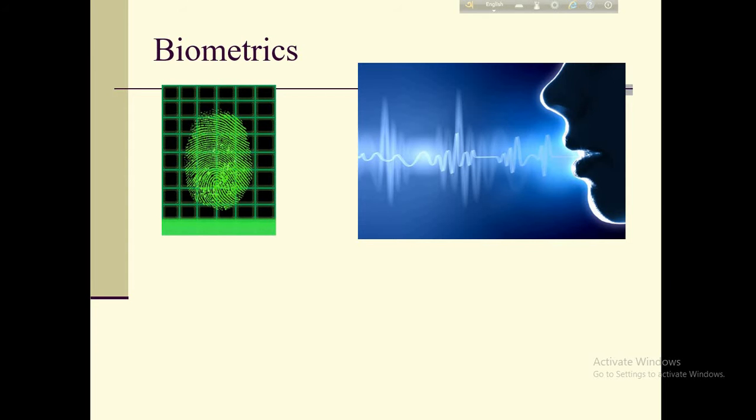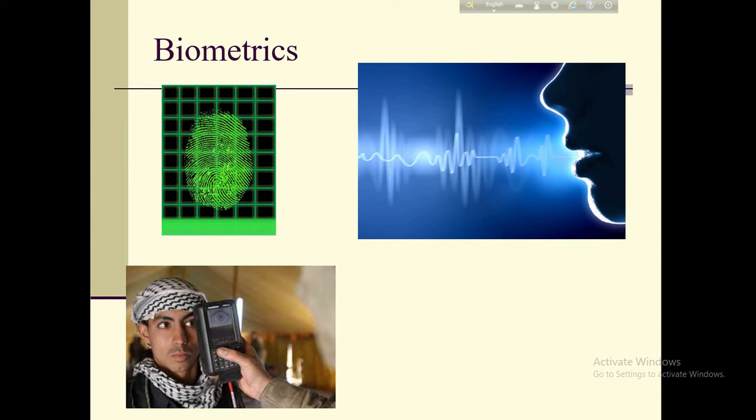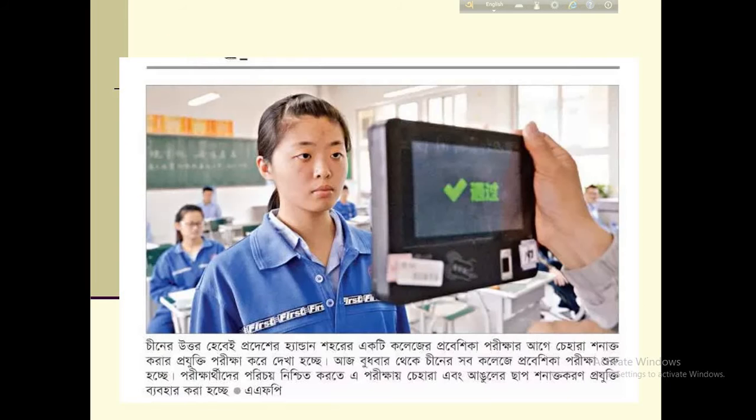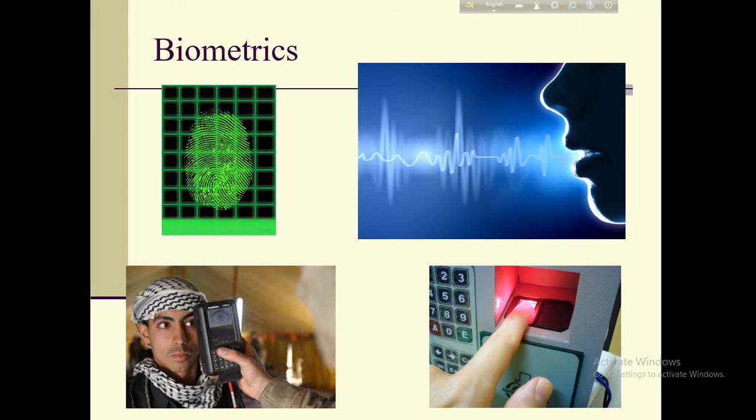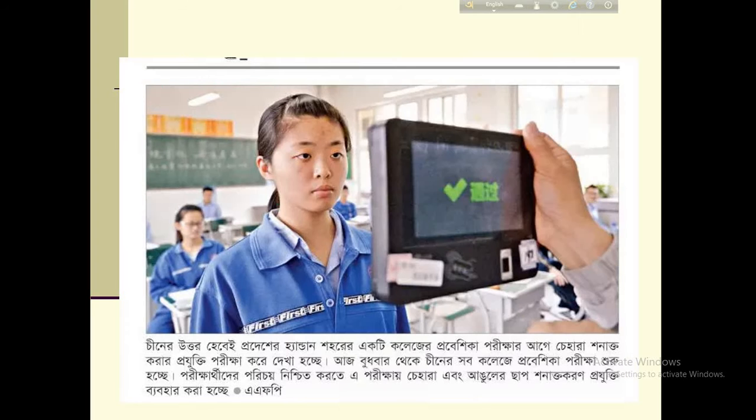Today we will learn about biometrics, and in this example we see fingerprint. The first picture shows fingerprint, and the second one represents how to recognize and understand voice. That means voice recognition. The third one shows us eye scan or retina scan to identify a human being, and the last one is also about fingerprint.